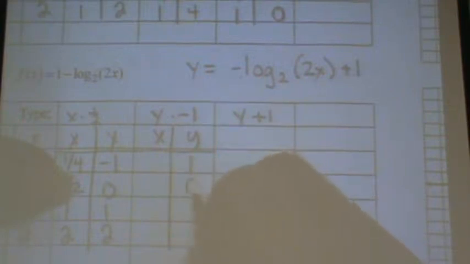Next step, you're going to multiply your y values by -1. Multiplying these y values by -1 gives you a 1, a 0, -1, and -2. And the last step, you're going to add 1 to your y values.